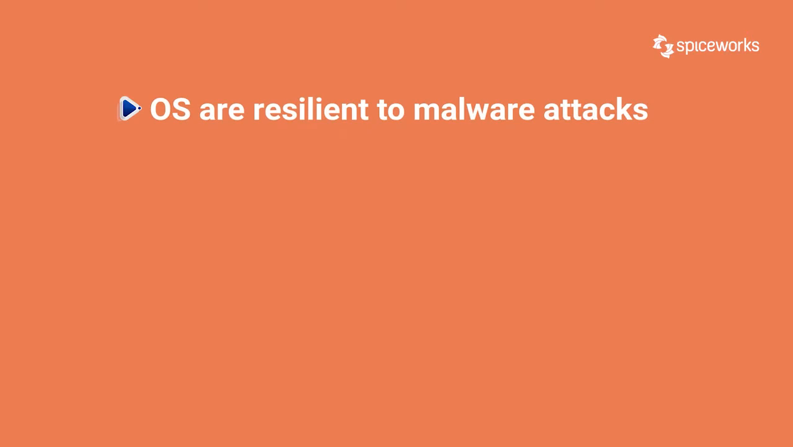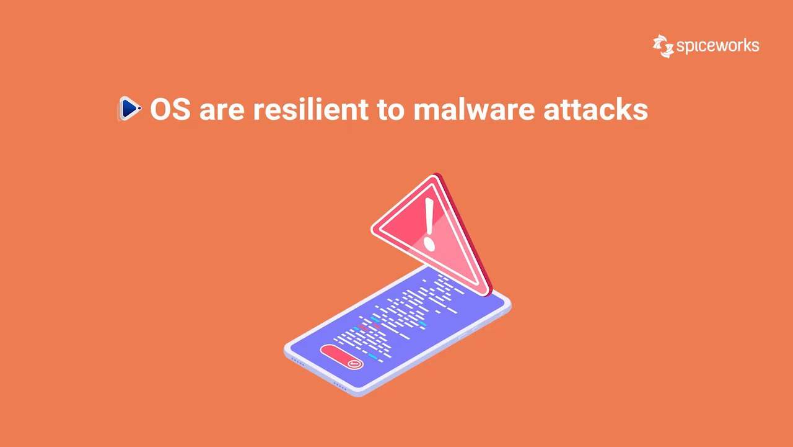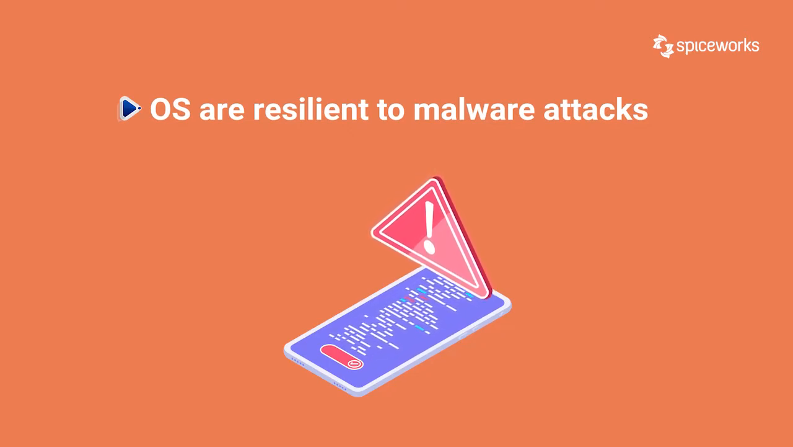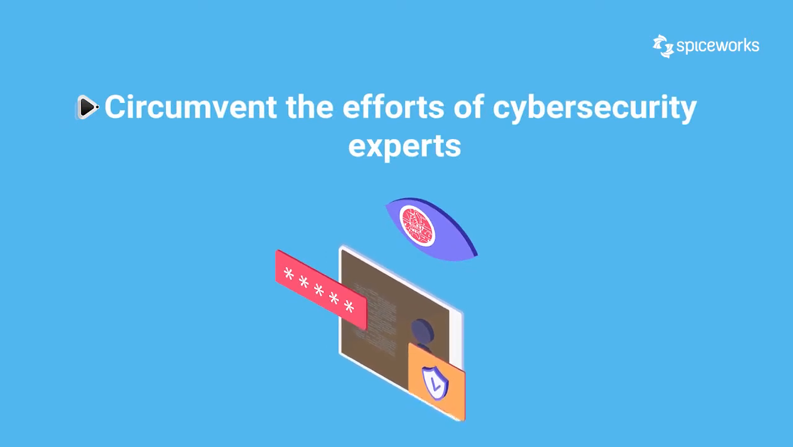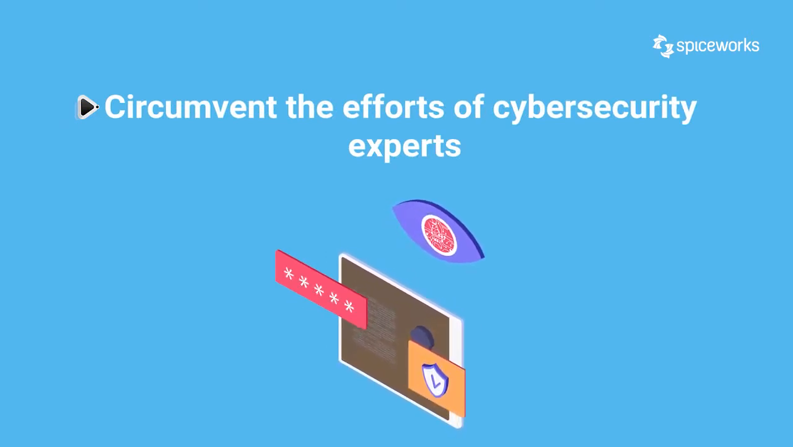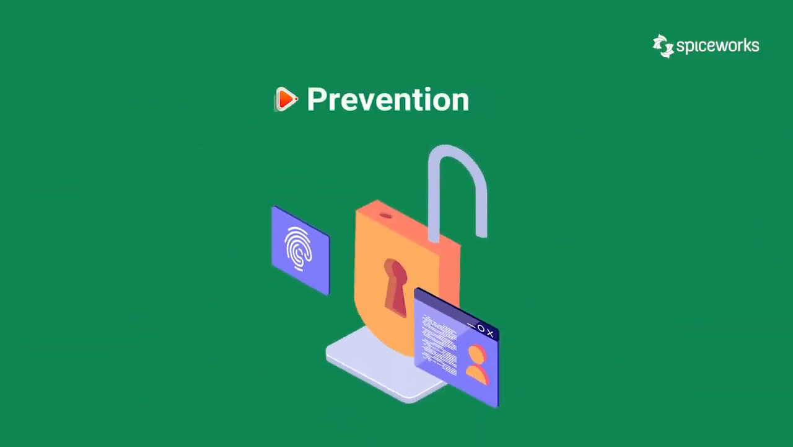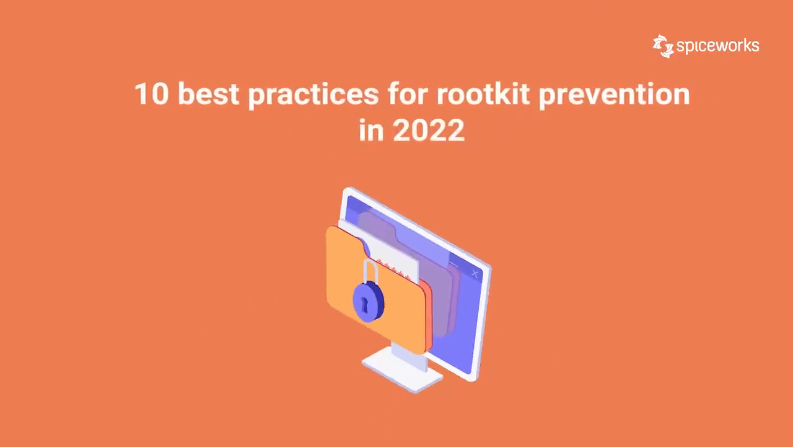Best practices for rootkit prevention. Software suppliers have made significant attempts at making applications and operating systems more resilient to malware attacks at the boot, kernel, and user layers. Still, hackers are constantly developing new methods to circumvent the efforts of cybersecurity experts. Rootkit infections are best controlled through prevention due to their practically invisible nature. Let's look at 10 best practices for rootkit prevention in 2022.